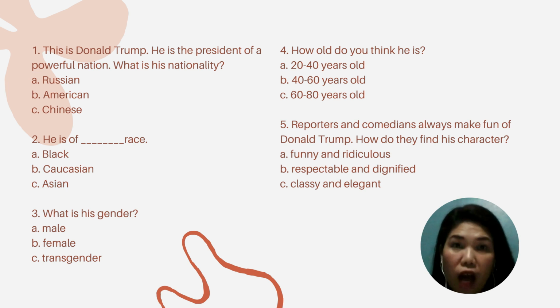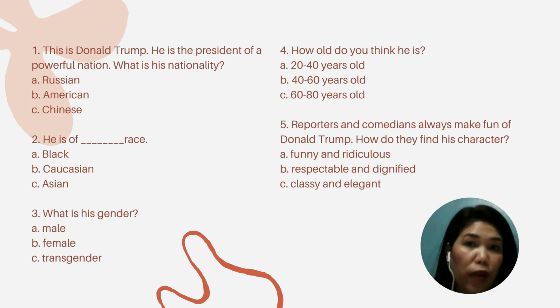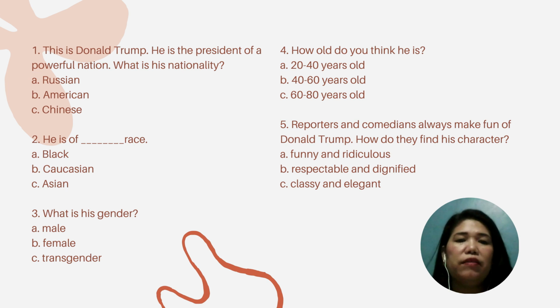Next, number 2. He is of blank race. A. Black. B. Caucasian. C. Asian. Next, number 3. What is his gender? A. Male. B. Female. Or C. Transgender. Number 4. How old do you think he is? A. 20 to 40 years old. B. 40 to 60 years old. Or C. 60 to 80 years old.